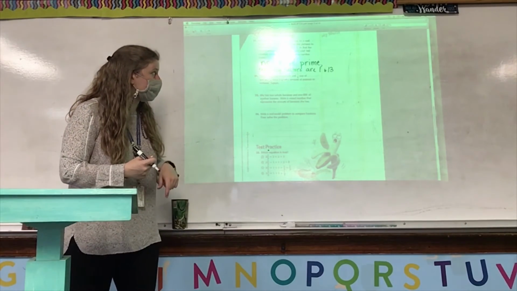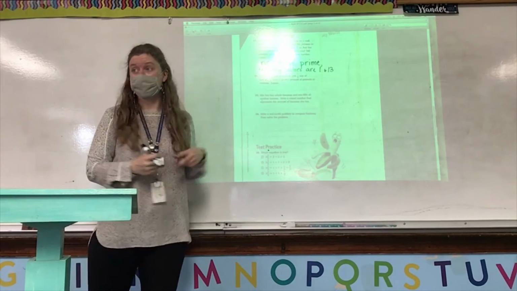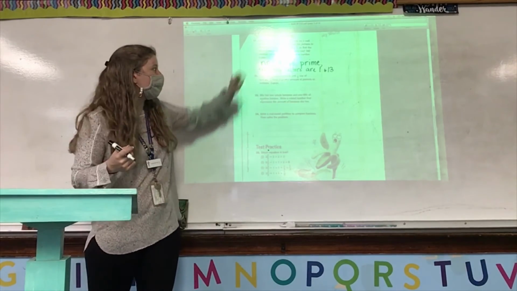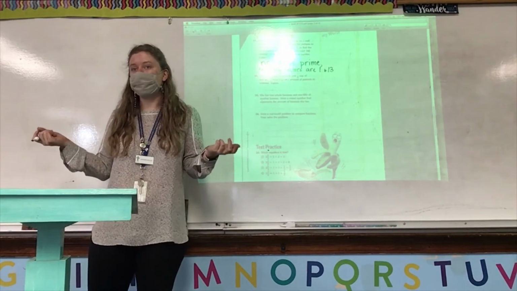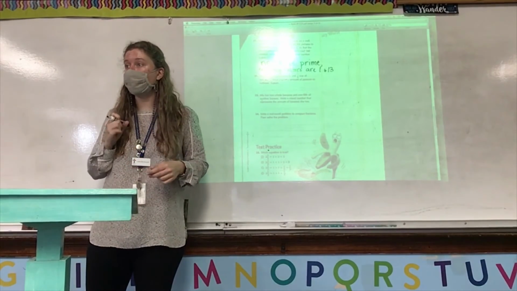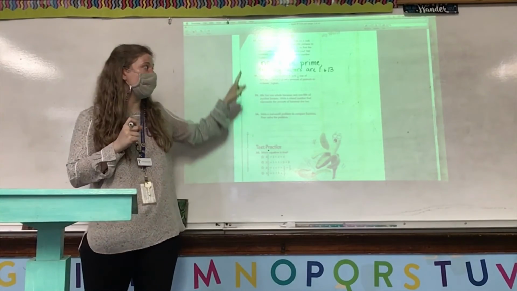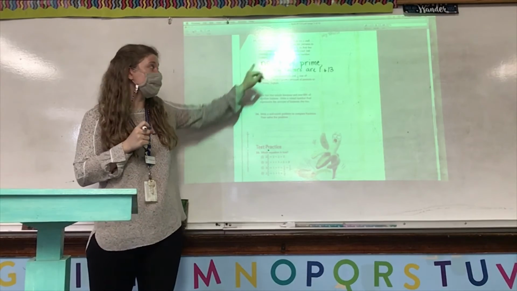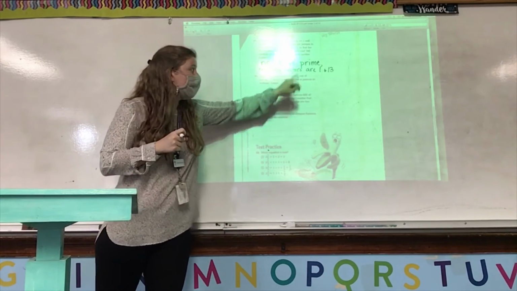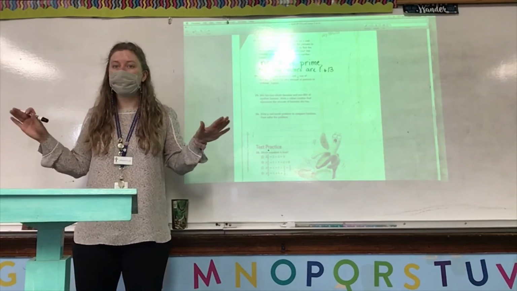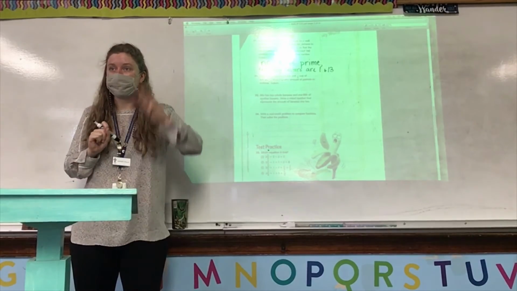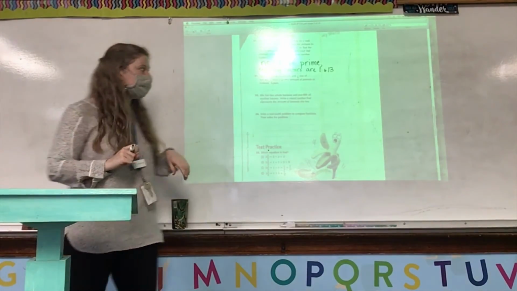Tell whether 13 is a composite or prime number. 13 is prime. Explain. The only factors are 1 and 13. So we answered all 3 of those parts. If you have these 3 parts, no, 13 is prime, factors are 1 and 13, you're fine. Doesn't matter if you use different words, as long as you have those 3 things.